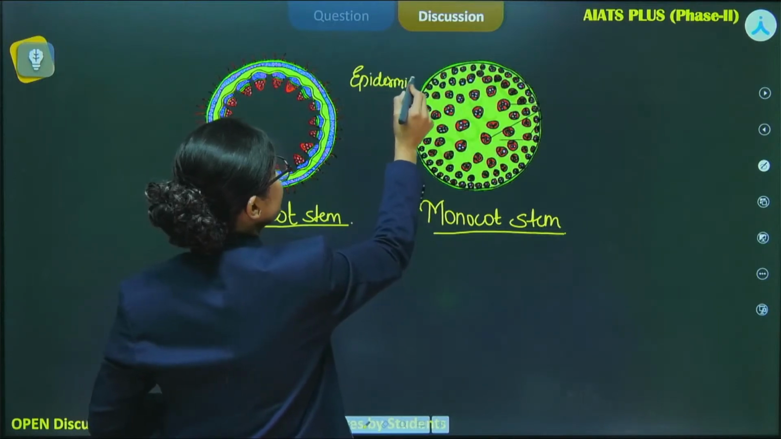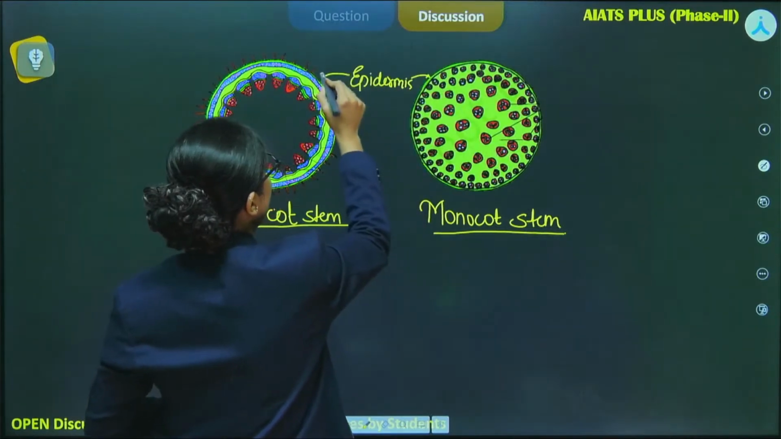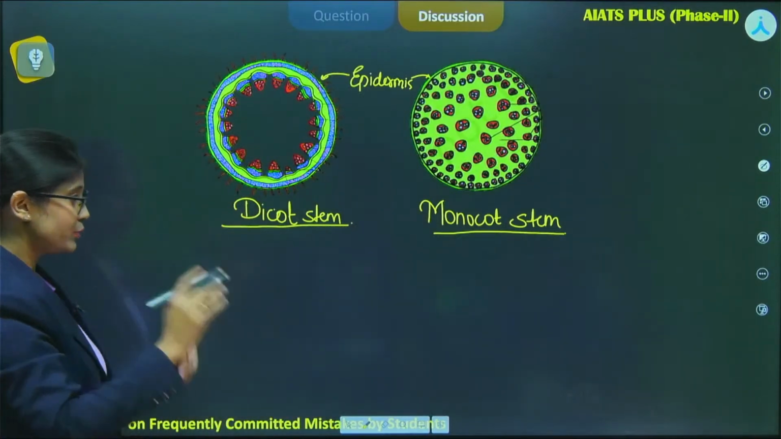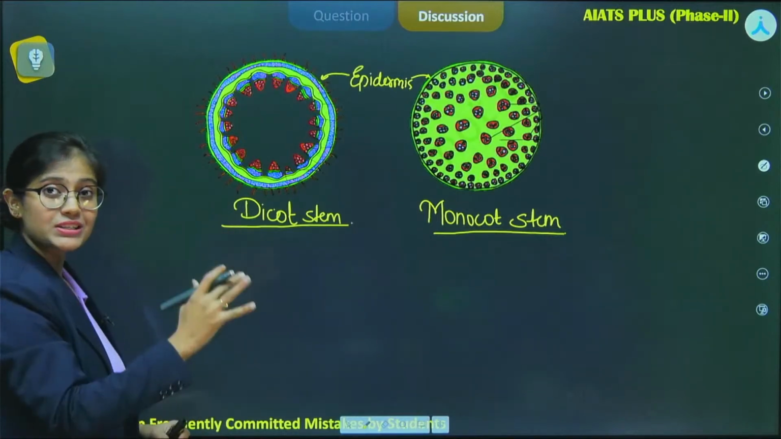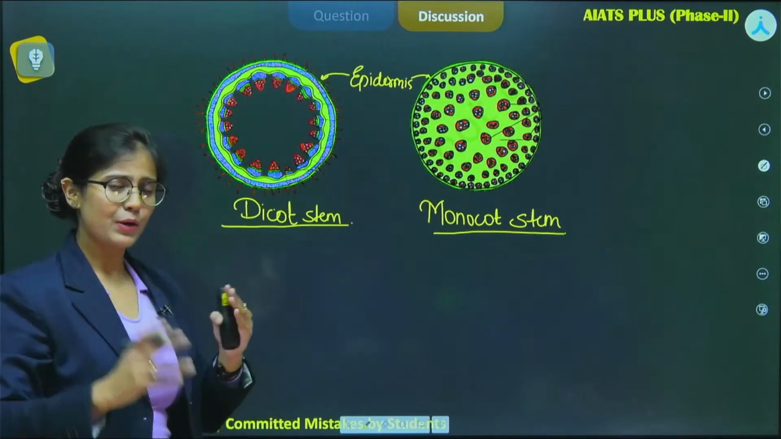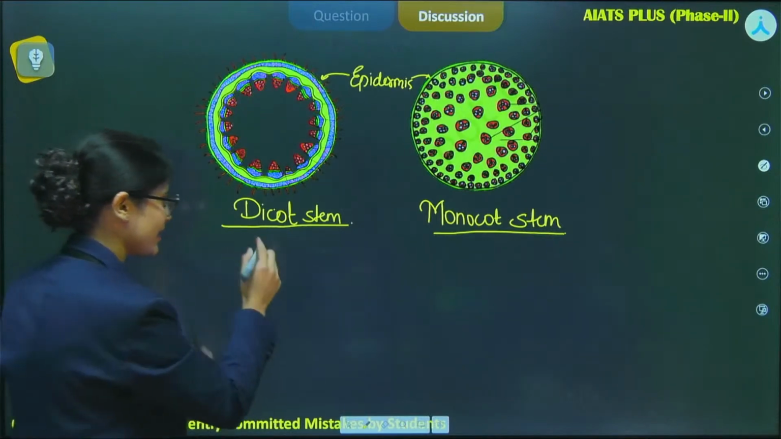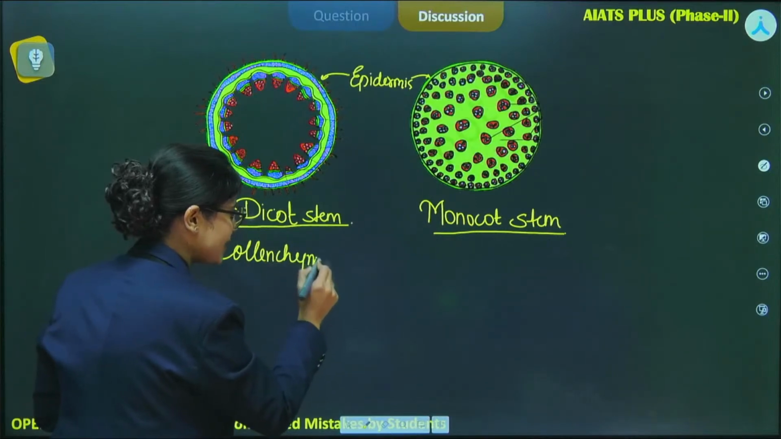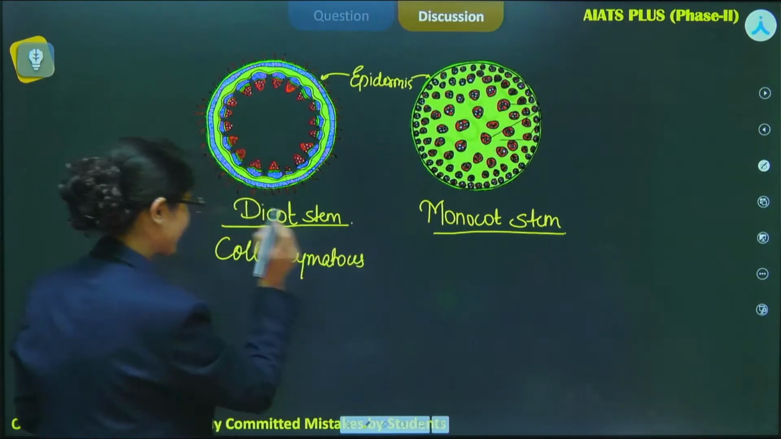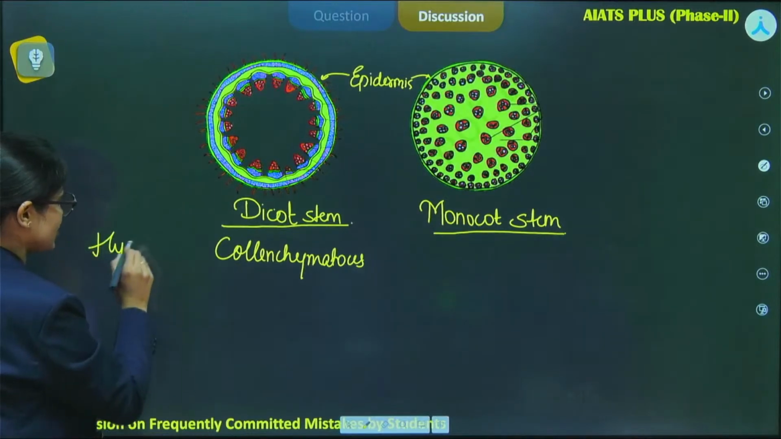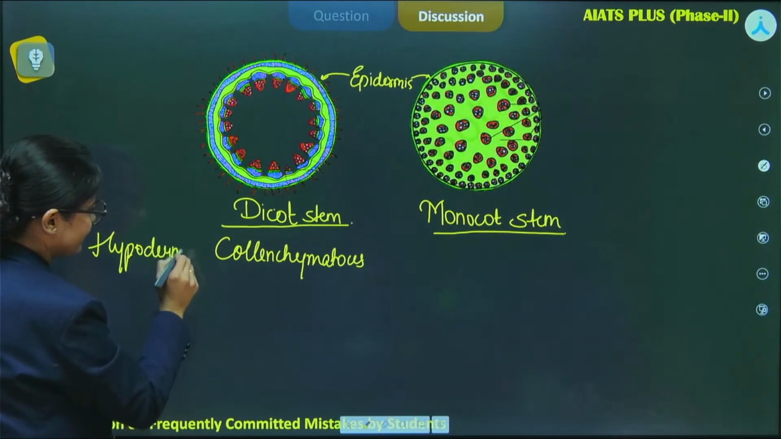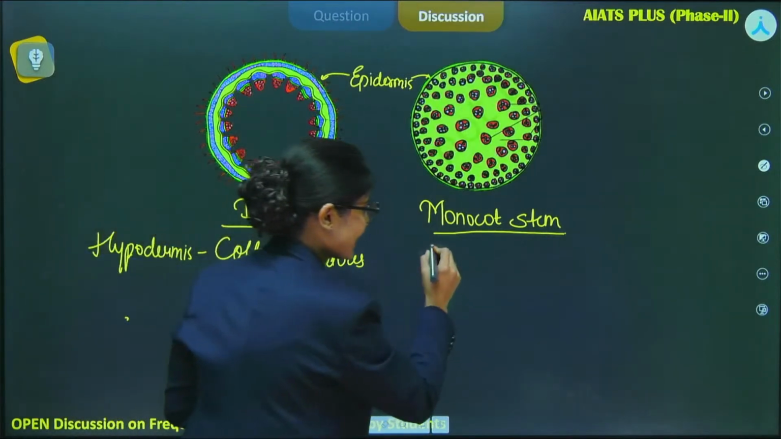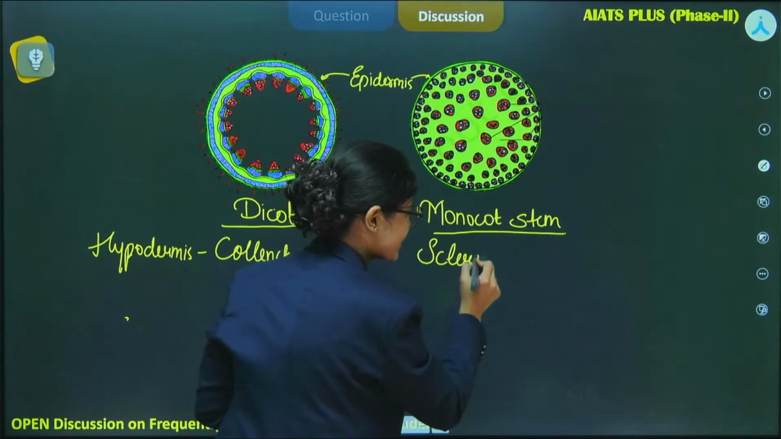So I will write here, parenchymatous epidermis, right? Now, if we talk about the hypodermis, in dicot stem, just previously in the question, while explaining the collenchyma, I have told you that hypodermis in dicot stem is collenchymatous. And if we talk about the monocot stem, in them hypodermis is sclerenchymatous.